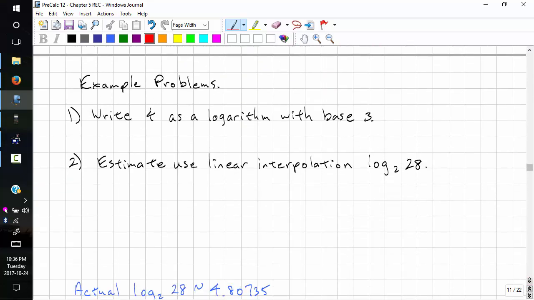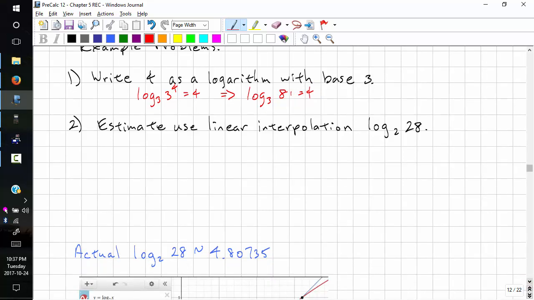Okay, let's look at some example problems. Write 4 as a logarithm with base 3. So we write log base 3. We want the answer to be 4, so 4 must be the exponent. And if we're going to get 4 exactly, we need to have a base of 3. And we can rewrite this: log base 3 of 3 to the power of 4, which is 81, and that's 4.